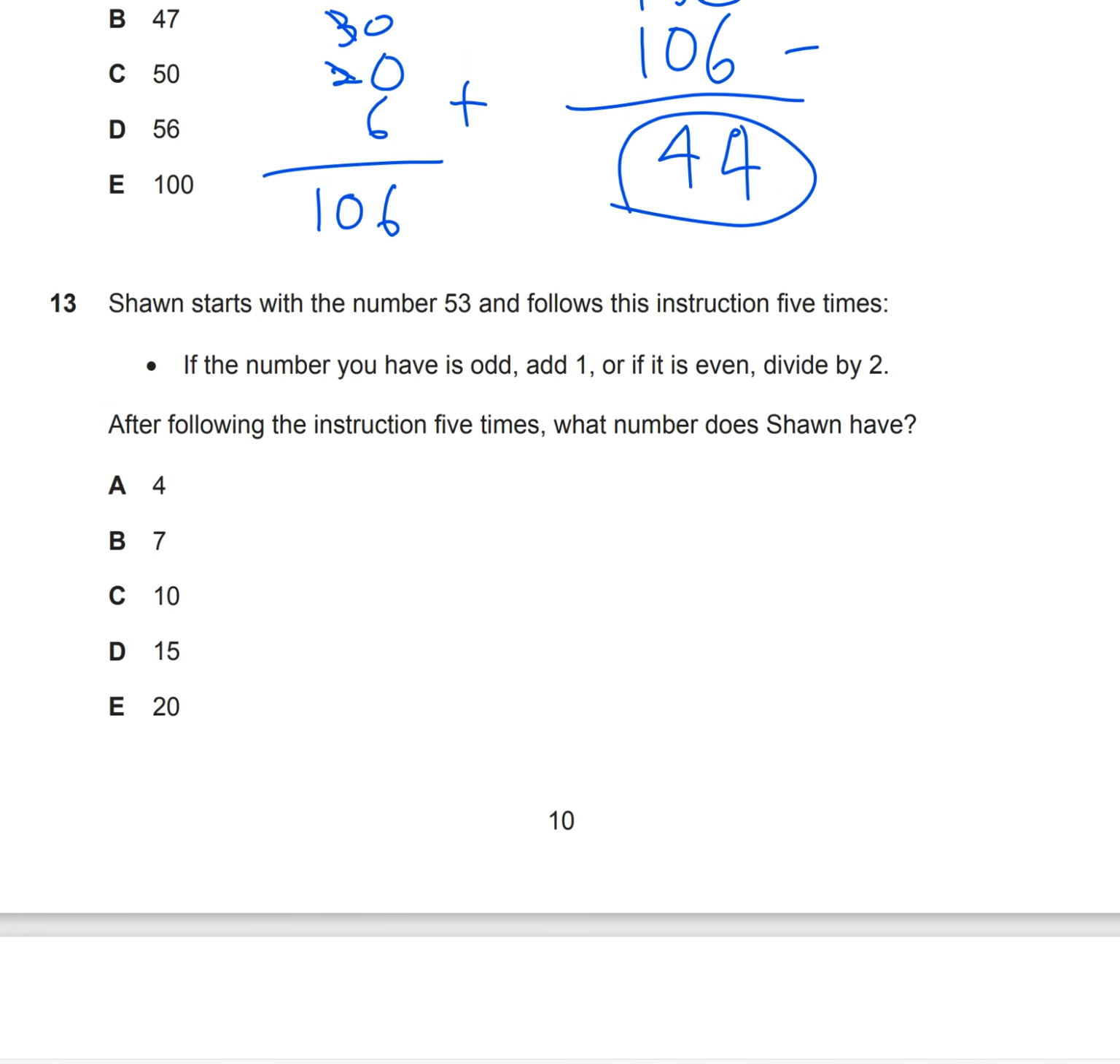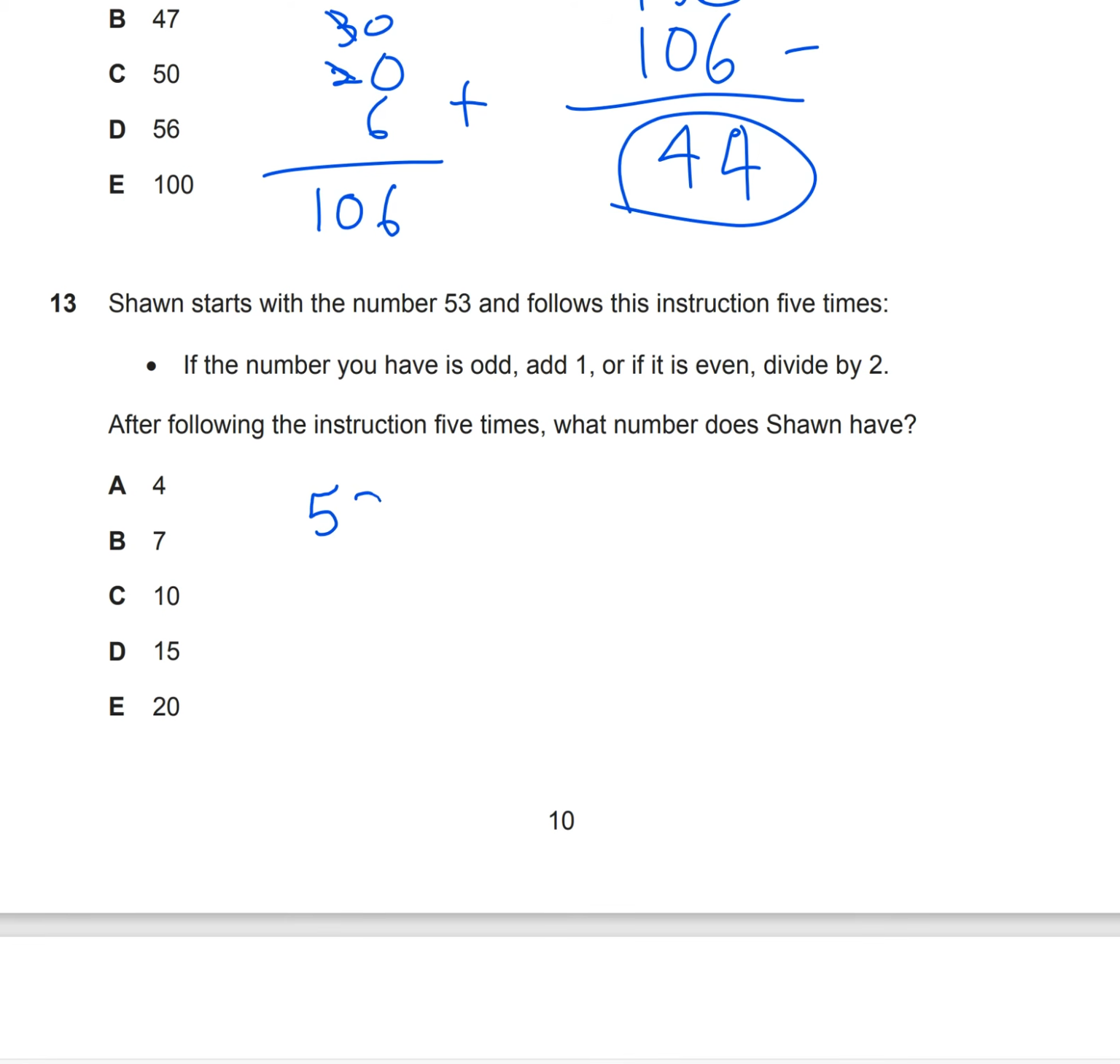13. Sean starts with the number 53 and follows the instructions 5 times. If the number he has is odd, add 1, or if it is even, divide by 2. After following the instructions 5 times, what number does Sean have?